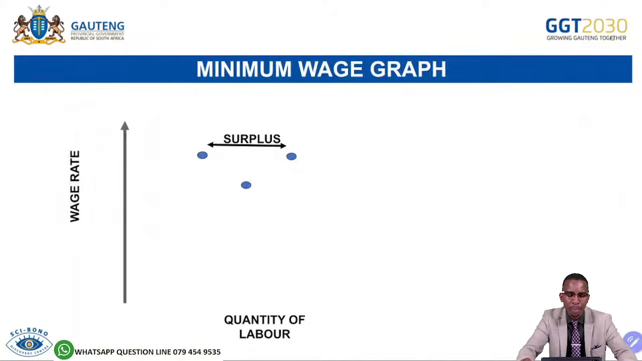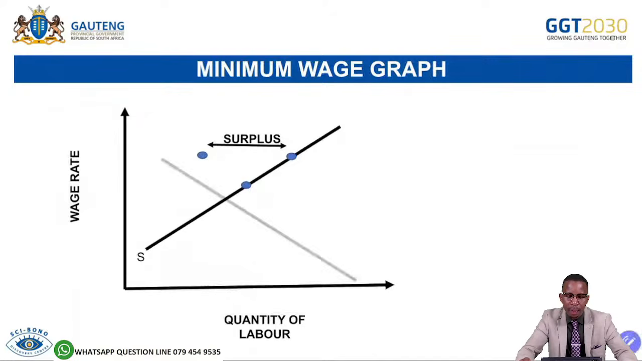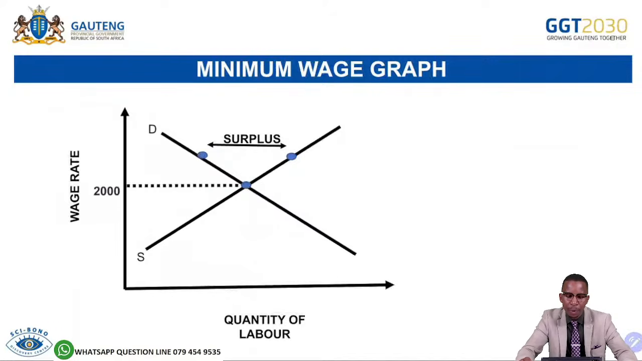This is the graph for the minimum wage. That's our supply, that's our demand. And then that's our equilibrium, where the market wage is 2,000 rand and the quantity demanded of labor is 30. Then we have the point in there that indicates the minimum wage is 3,500.